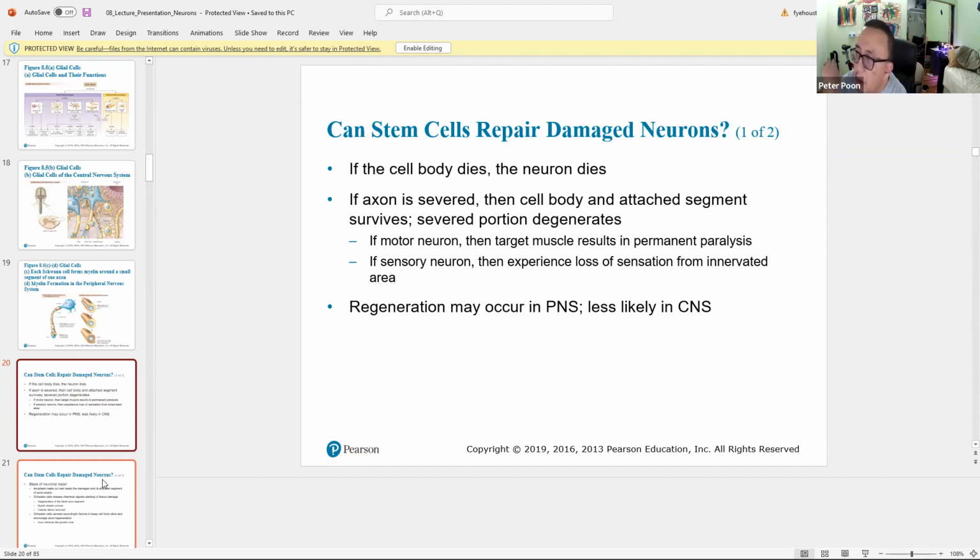So rule number one for neurons: neurons can regenerate axons, but they cannot regenerate a cell body. So if the cell body dies, the neuron dies, and that's it. If it's a motor neuron, then the target muscle results in permanent paralysis.